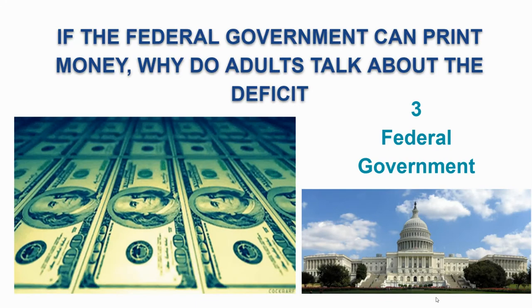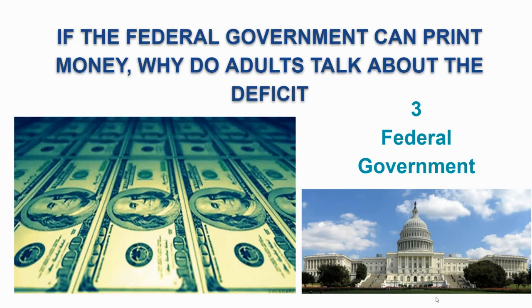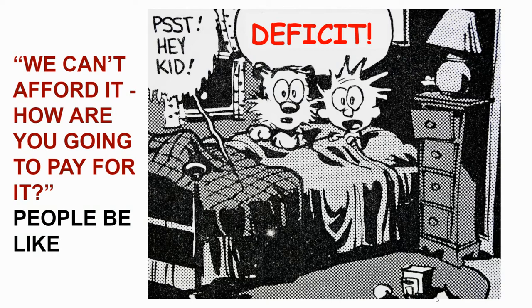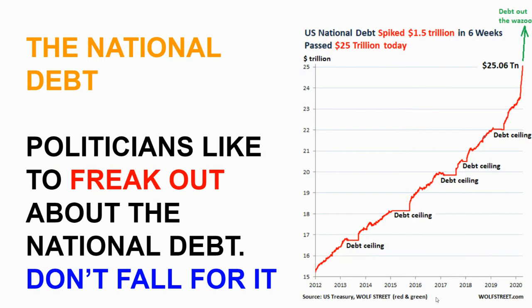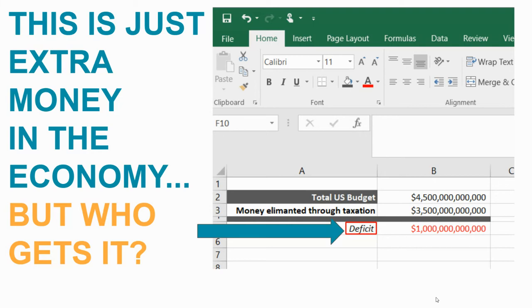Deficits. You probably hear your adult parents talk about deficits. And the we can afford it people become the how are you going to pay for it people. And then their fear becomes the deficit. The national debt. And politicians freak out about this. But don't fall for it. Our debt has been going up by trillions of dollars. This is just extra money in the economy. But who gets that money?